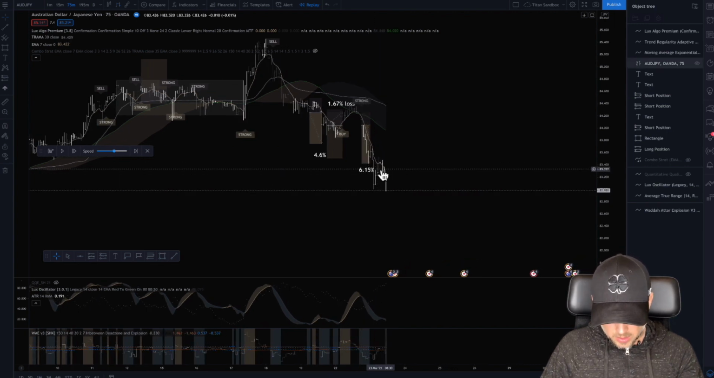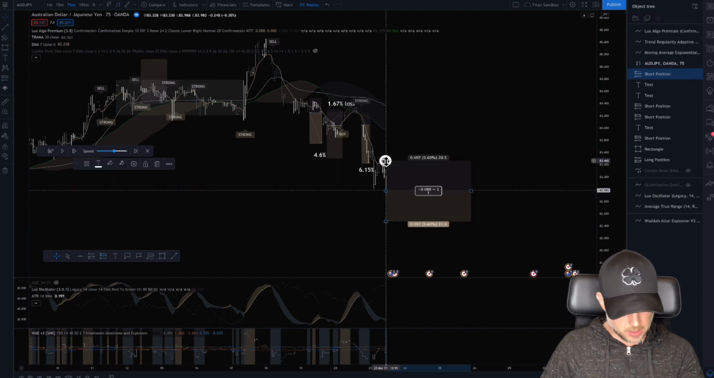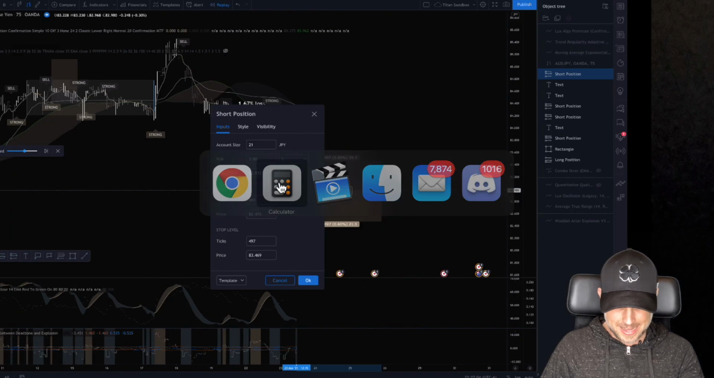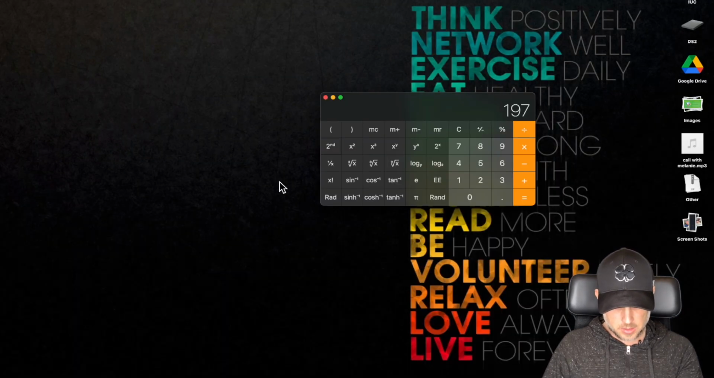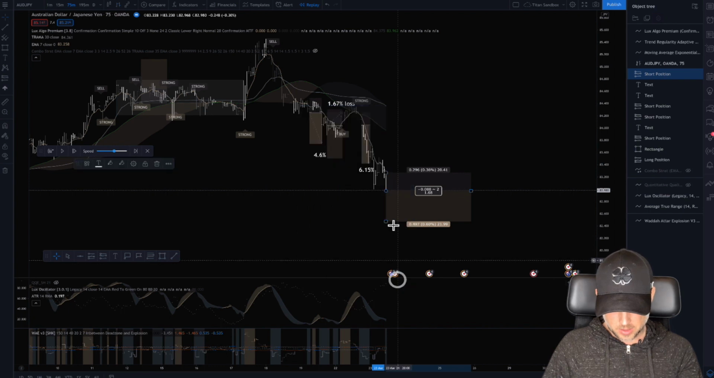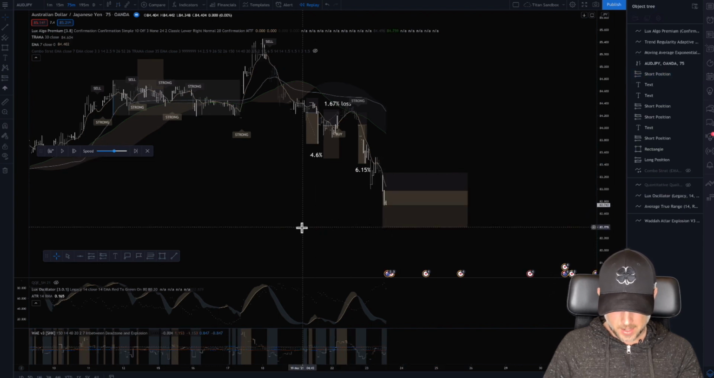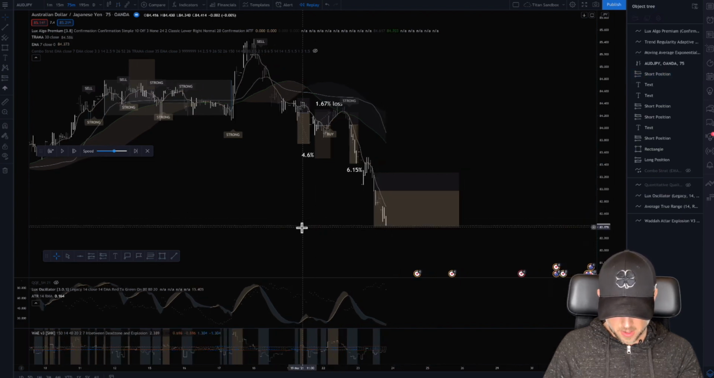Oh wait, we've got another push. This one here is the breakout. It's a little risky, but we follow the rules. This could be a continuation trade. 197 times 1.5 is 296. On the top side, I'm just going to drag it. And away we go. Yeah, pretty good so far.